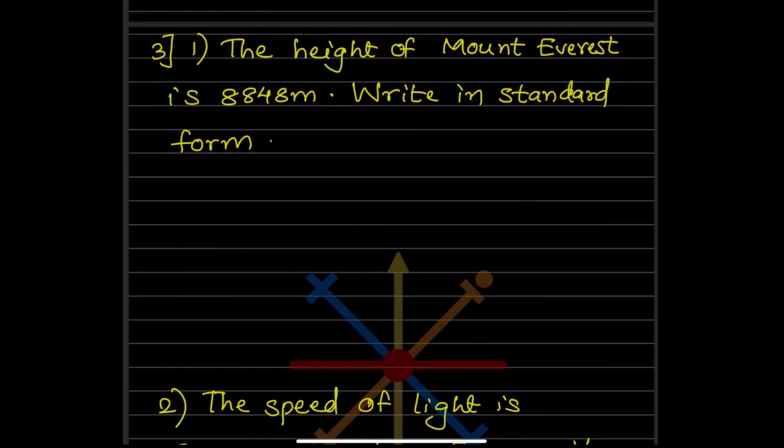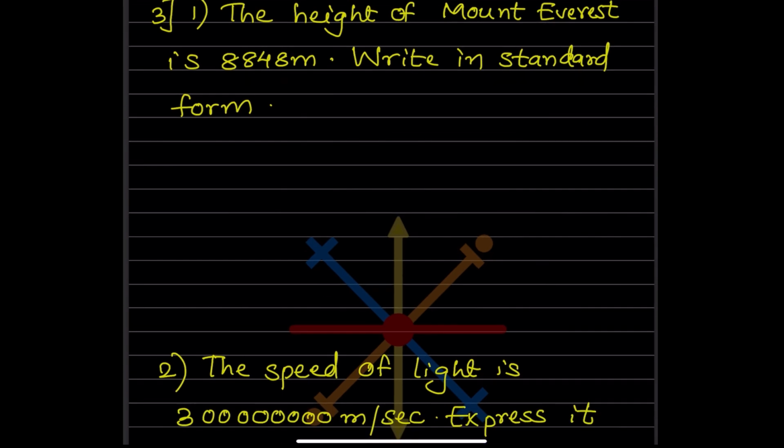Now it's given here that the height of Mount Everest is 8848 meter and you have to write this in the standard form. So now what we'll do in the standard form is you have to put in the decimal, like we have seen that m should be equal to or more than 1 and less than 10.